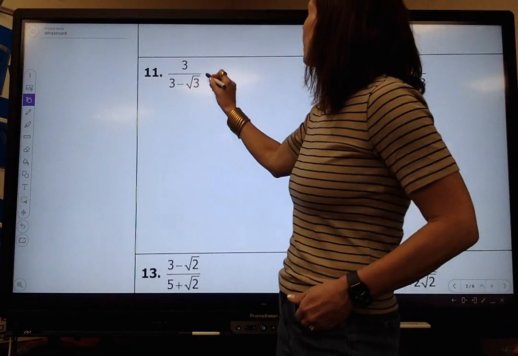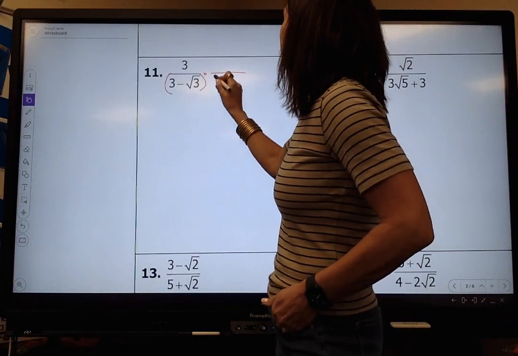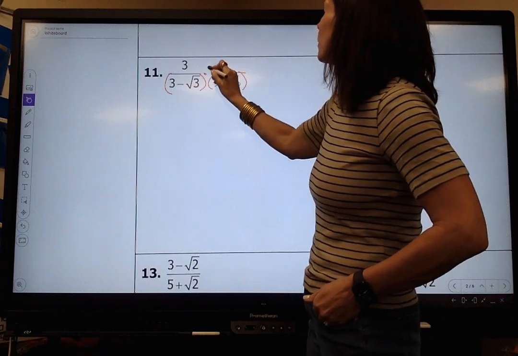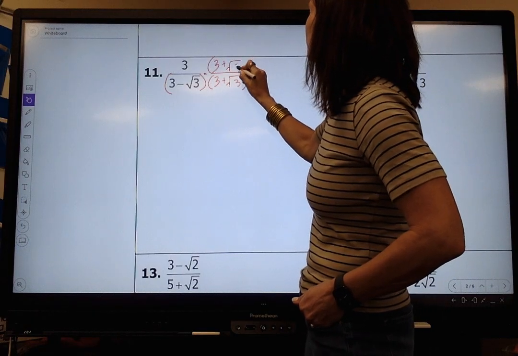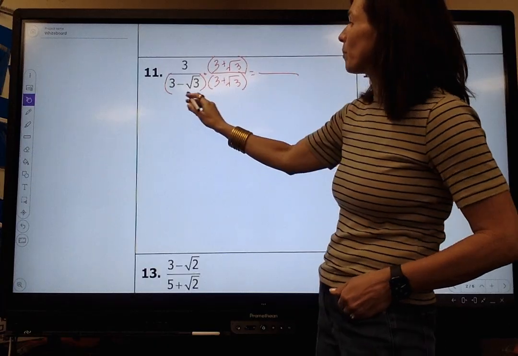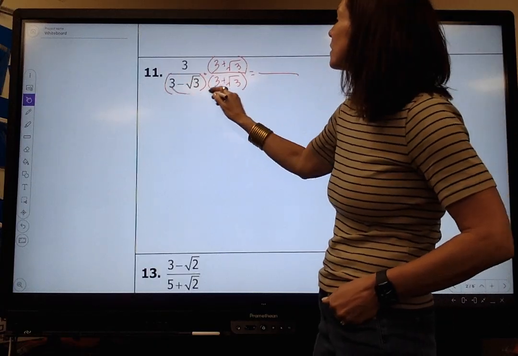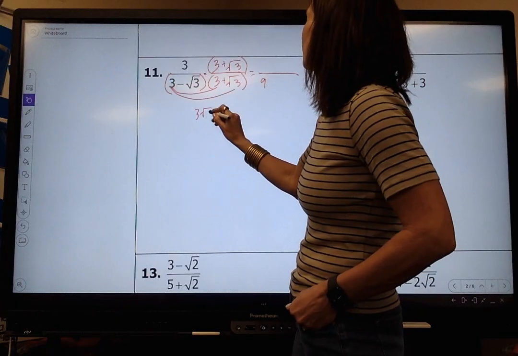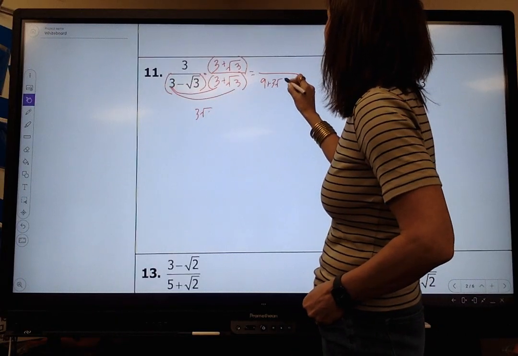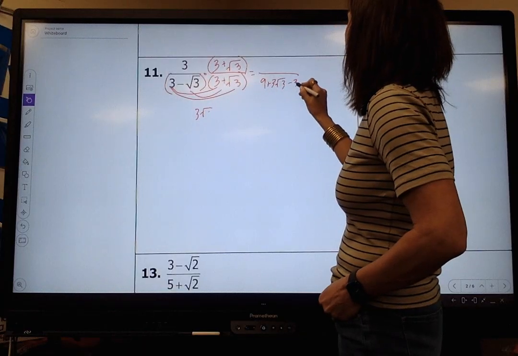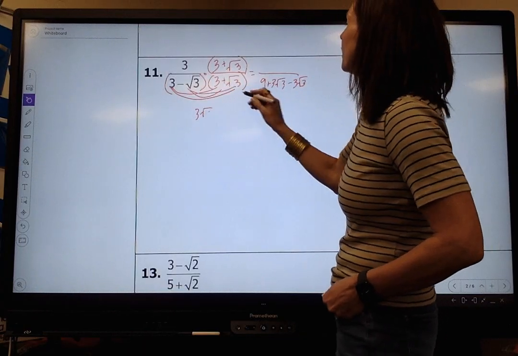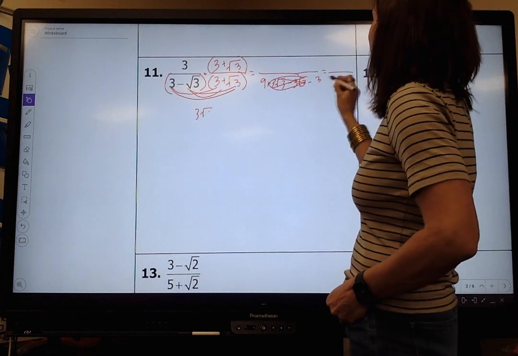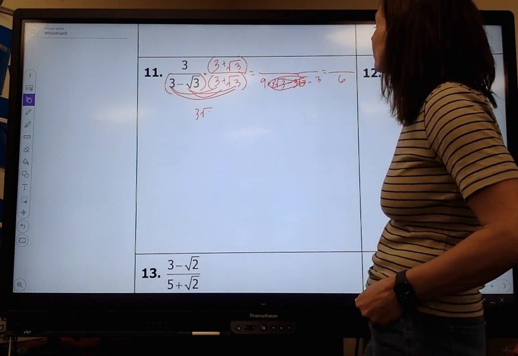So I'm going to multiply by the conjugate, which is 3 plus square root of 3. Whatever you do on the bottom, you have to do on the top. And then, of course, I distribute. So I'm going to start with my denominator. 3 times 3 is 9. 3 square root of 3. I can do it over here. Plus 3 square root of 3. Minus 3 square root of 3. And then minus 3. These guys cancel out. And I get 9 minus 3 is 6.